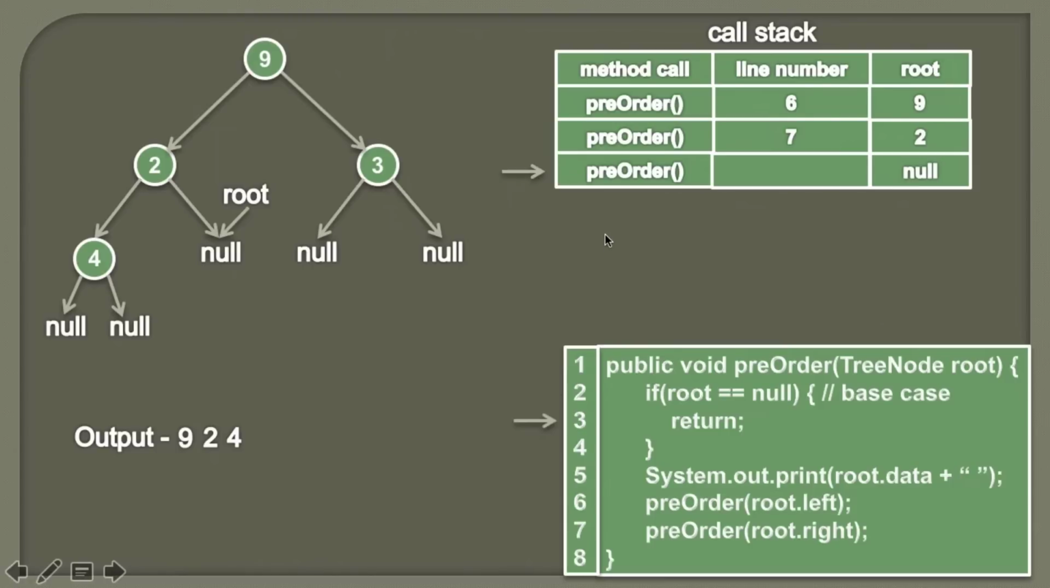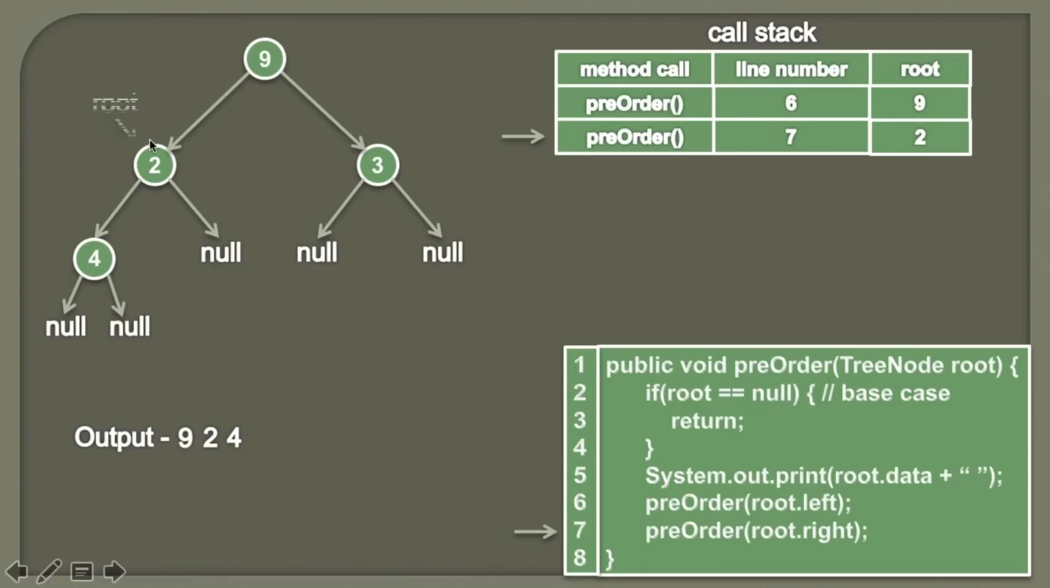When we return from this method, it will be removed from the call stack, and the execution point will now reach the method which called this method. As we have reached this preorder method, we know that we had left it from line number 7. So the execution will start from line number 7. We also know that when we left this preorder method, root was pointing to node 2. So this root will now point to 2, and then we'll simply start executing this preorder method.